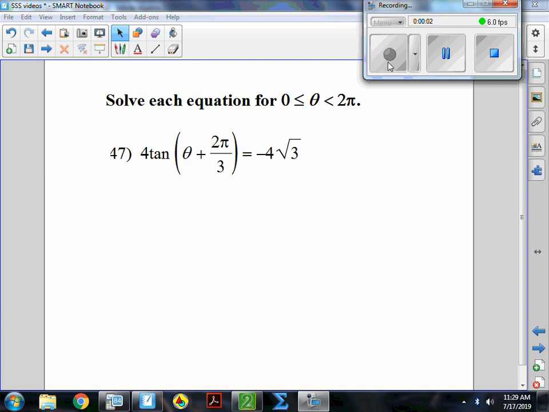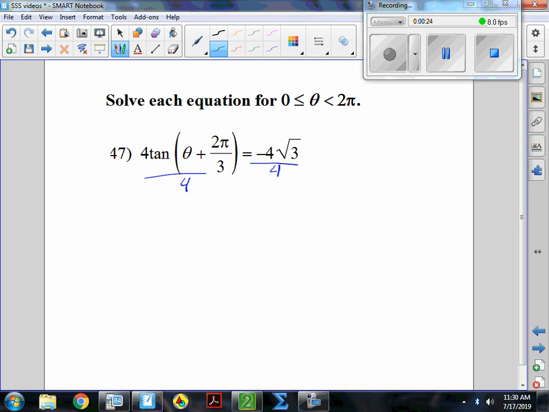Okay, 47 is just a tangent equation that has been transformed from its parent graph. So there's a lot of transformations taking place on this curve. And so we want to get the tangent of the parentheses by itself, just like we got the tangent of theta by itself originally. So I'm going to divide by 4. And that gives me tangent parentheses theta plus 2 pi over 3 is equal to negative square root 3.